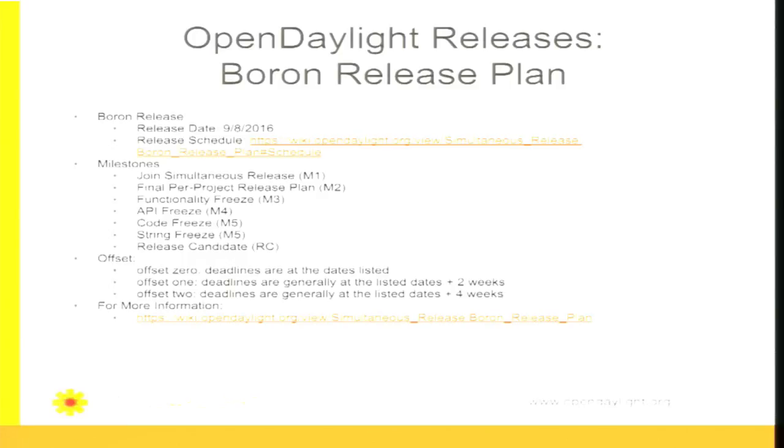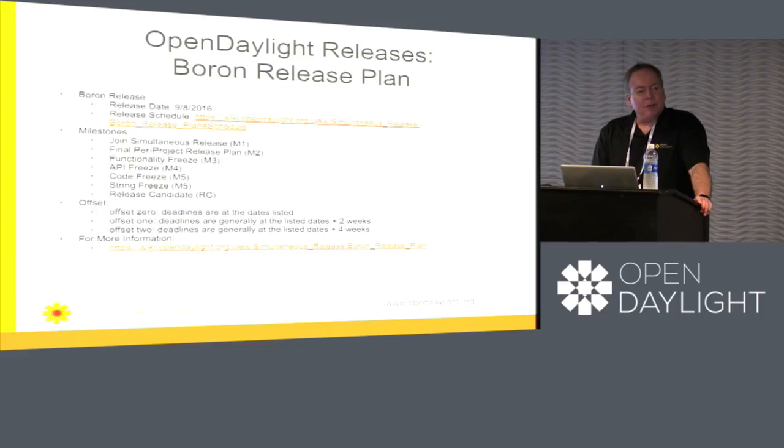Currently, we've just provisionally approved our Boron release plan, and it's got a release date set for September 8th. The release schedule is there, and these slides will be posted after this. We have a series of milestones in our release process, M1 through M5, which I'll go into in more detail in just a minute. Then 3 release candidates, and then ultimately the release. I talked about offsets before on how we do our dependencies. In general, during the release, the offsets will lag somewhere between 2 and 4 weeks from their previous offset.